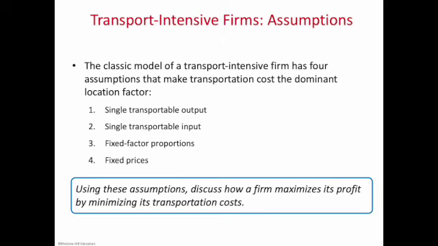3. Fixed factor proportions. The firm produces its fixed quantity with fixed amounts of each input. In other words, the firm uses a single recipe to produce its good, regardless of the prices of its inputs. There is no factor substitution. 4. Fixed prices. The firm is so small that it has no effect on the prices of its inputs or its product.